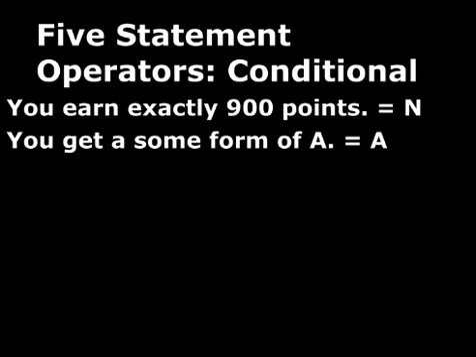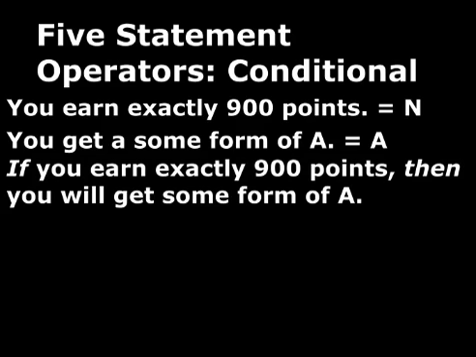Okay, here's two atomic statements. You earn exactly 900 points. Let's call that N for 900. Okay, A will stand for you get some form of A. That would mean A minus, A, or A plus. Okay, so there's two atomic statements. Now I can put these statements together with a conditional. I can say, if you earn exactly 900 points, then you will get some form of A.